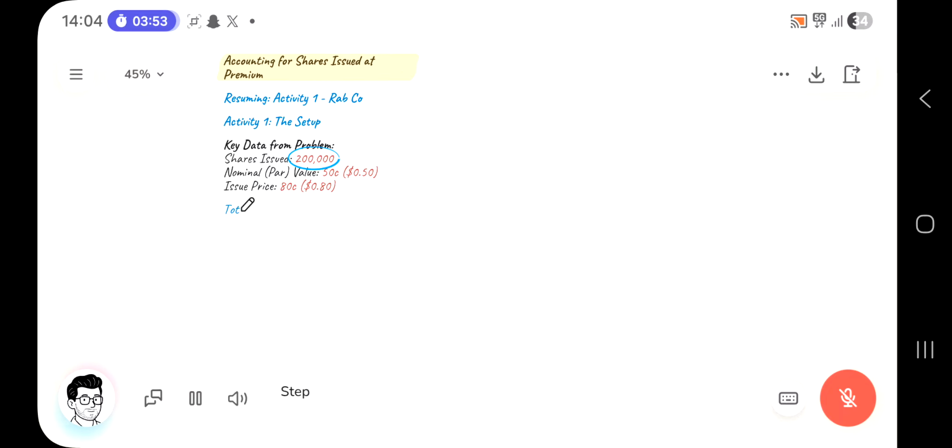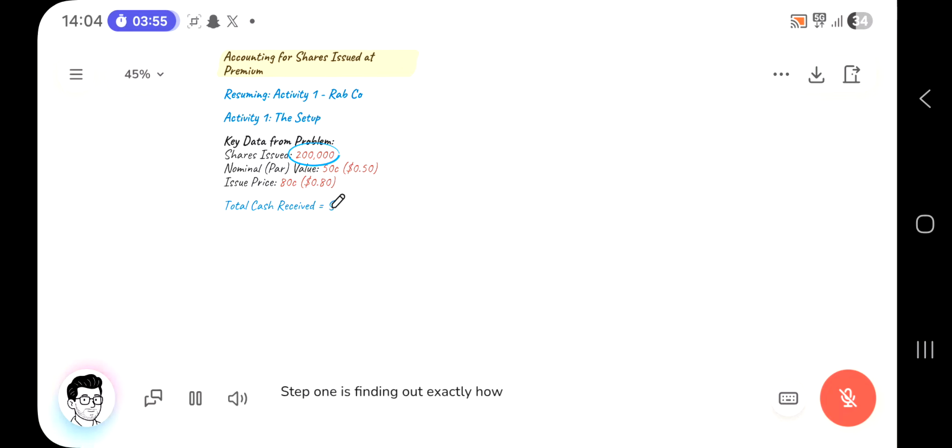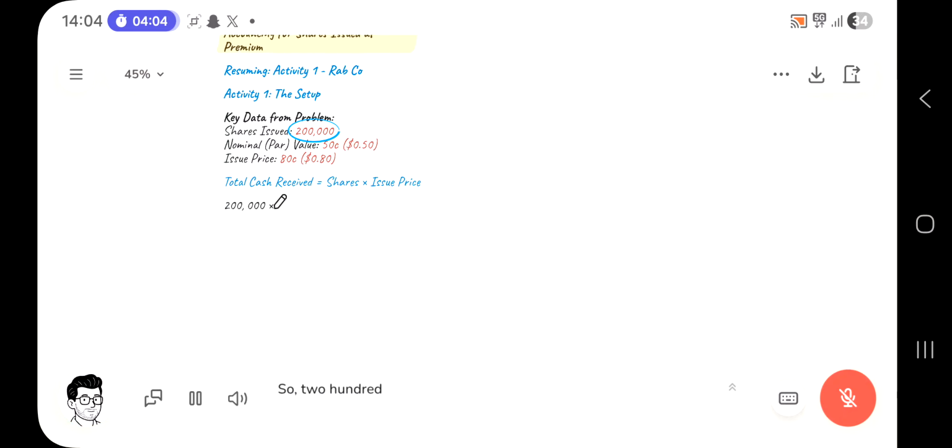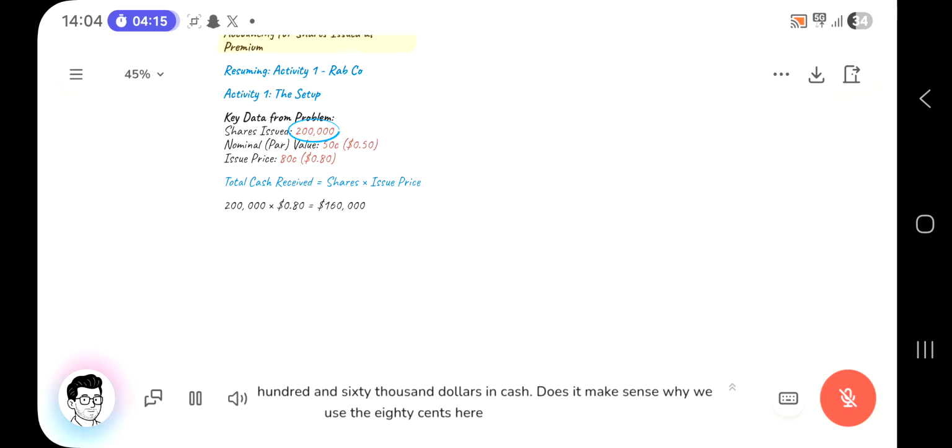Step one is finding out exactly how much cash is coming into the building. We use the total issue price for this. So, 200,000 shares times 80 cents gives us $160,000 in cash. Does it make sense why we use the 80 cents here instead of the 50 cents?